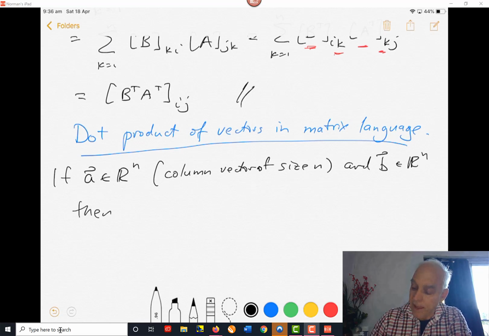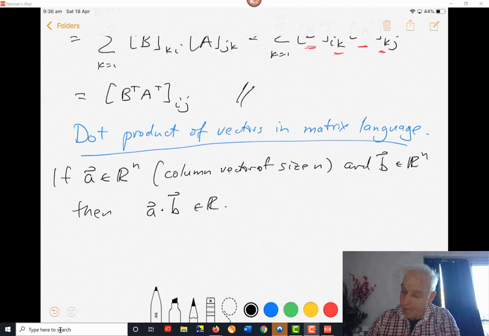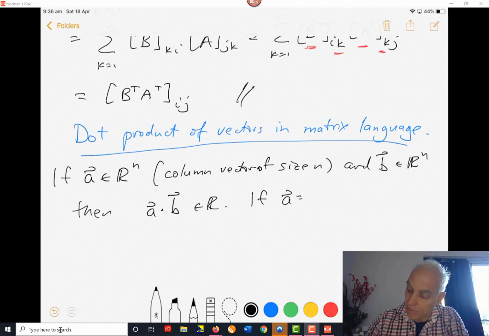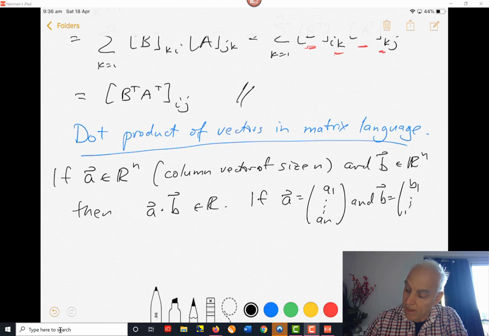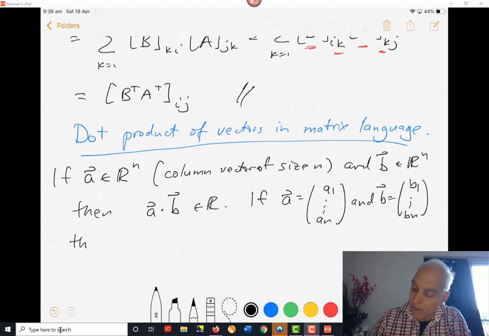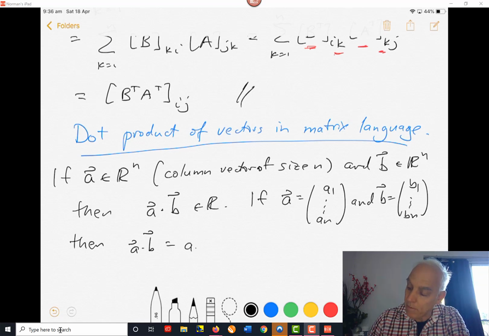Then A dot B is a number. More specifically, if A is equal to A1 down to An, and B is B1 down to Bn, then I remind you that the dot product of these two vectors is the sum A1 B1 plus all the way up to An Bn. All right?